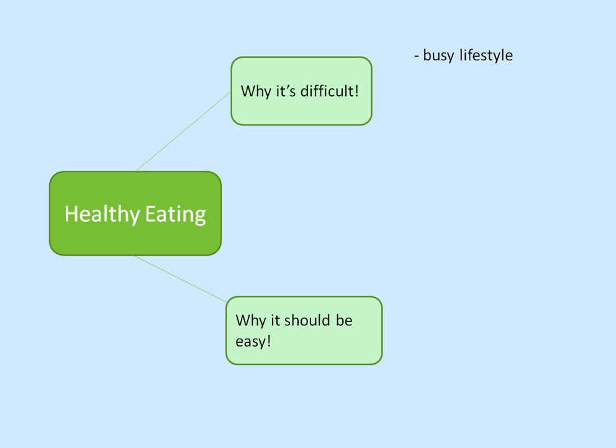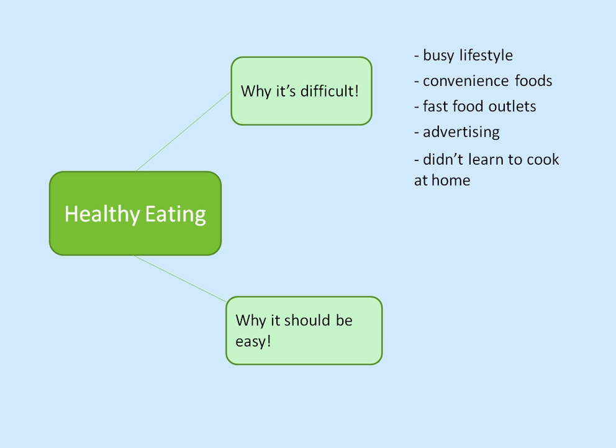We began to talk about how busy we all are, so eating more convenience foods than is good for us can be very tempting. There are so many fast food outlets like McDonald's and Pizza Hut that have terrific advertising campaigns to make them seem very tempting. And one or two of you talked a little bit about how young people perhaps may not learn to cook at home in the way that people may have done in the past.